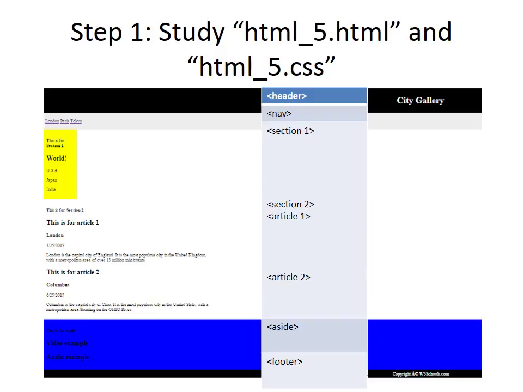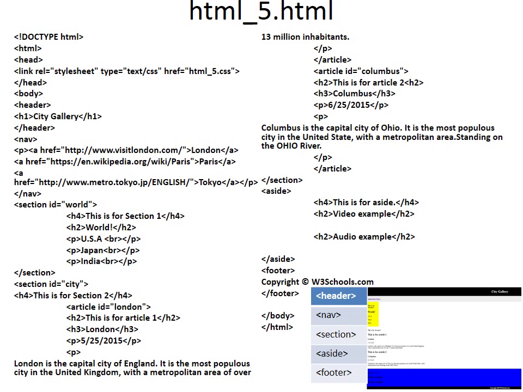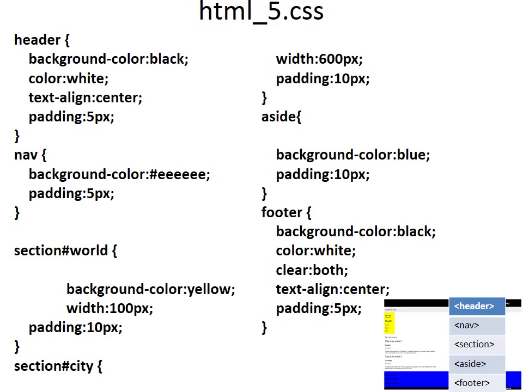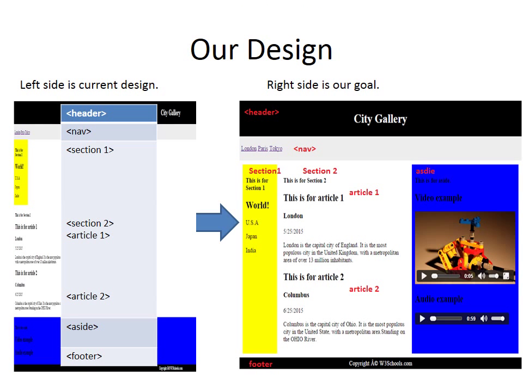HTML5.html and HTML5.css. There are header, navigation, section world, section city, aside, and footer elements in HTML5.html. There are header, navigation, section world, section city, aside, and footer selectors in HTML5.css. In this slide, the left side is the current design, the right side is our goal.